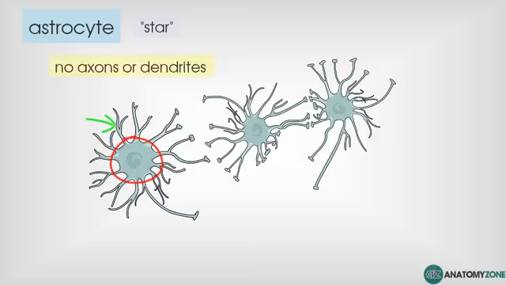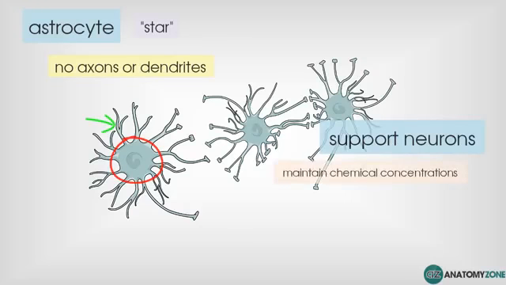So the function of the astrocyte is purely supportive. What the astrocyte does is it helps to maintain chemical concentrations in the extracellular space. It also is involved in removing waste, and it has some reparative function, so it can react to tissue damage. And another crucial function of the astrocyte is its contribution to the blood-brain barrier.